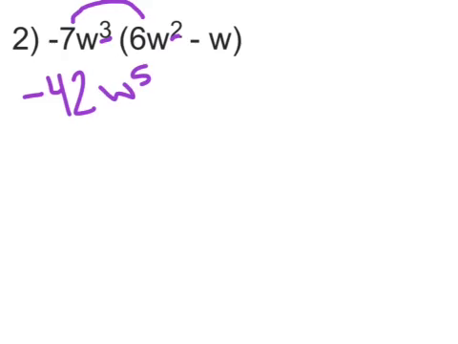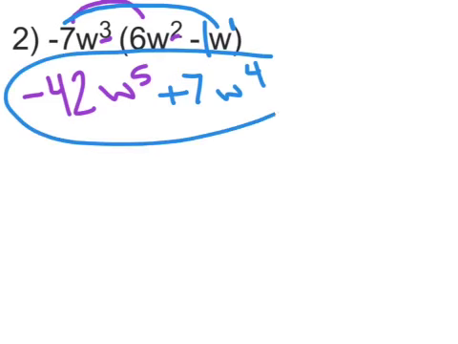Then you're going to distribute to the second term, which is negative w, which is also like a negative 1 there. So negative 7 times negative 1 is positive 7. Add the w's. This is like w to the first. So 3 plus 1 will give us w to the fourth. They're in descending order because you have 5 w's and then 4. So this is your final answer.